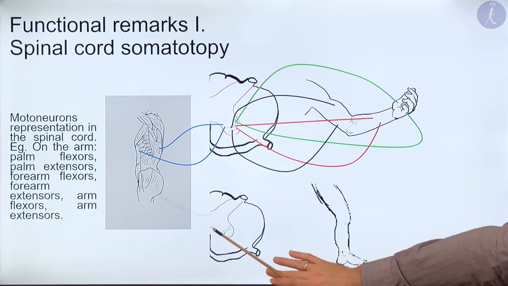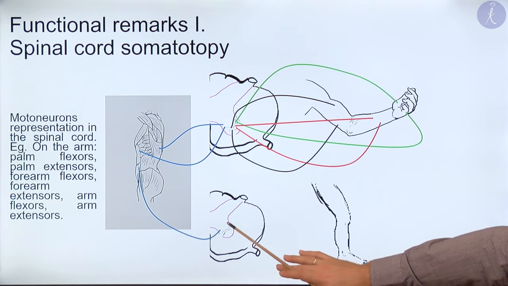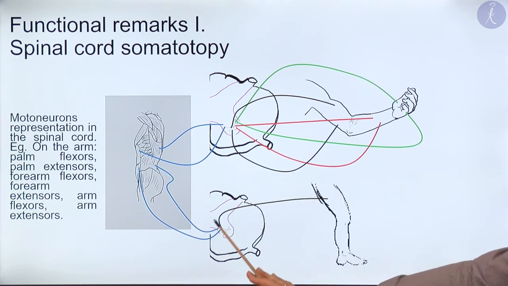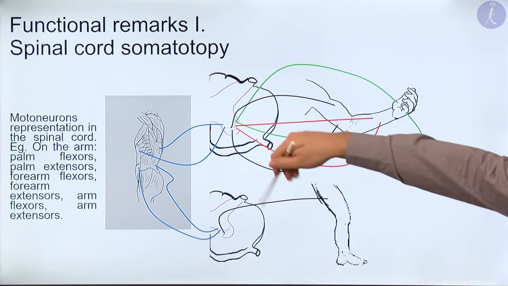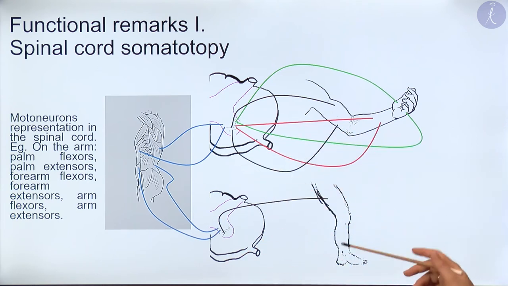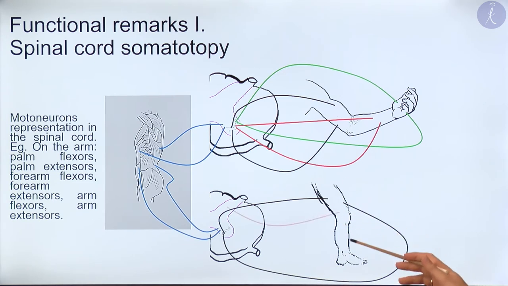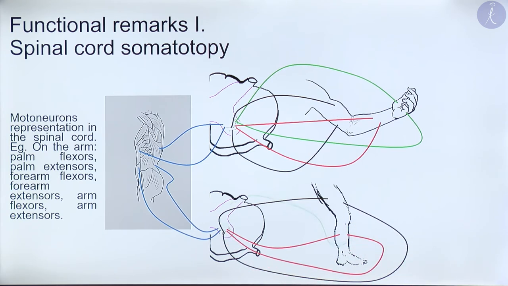The same composition and orientation I can find at lower spinal cord levels. So medialmost we can see the innervation for the flexors and the extensors of the trunk. And after that, gradually as I come more lateral and back, first we have the flexors of the thigh, extensors of the knee, then we have the flexors again, then we have the extensors of the foot, and of course again extensors and flexors.